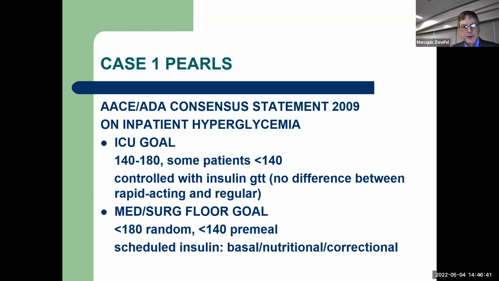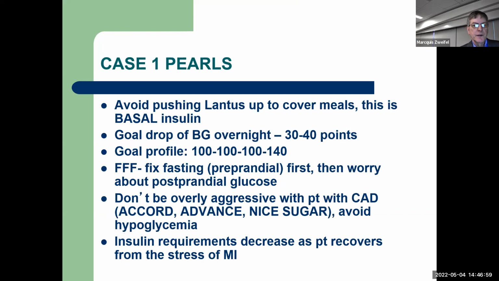Okay. ICU goal is basically between 140 and 180. The surgeons are really into this. If they have trauma or infection or stuff, they call us because they want to see the sugars better. Fix the part that's wrong. So what you don't want to do is just keep pushing up Lantus when it's a meal problem. So you have to be able to look at that. Fix the fasting first.